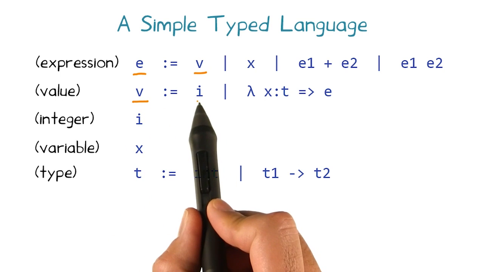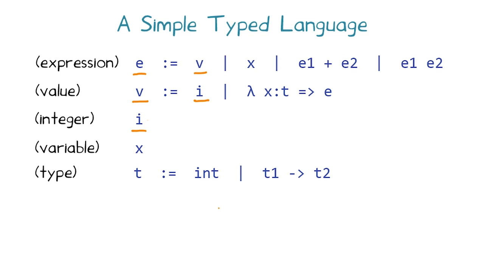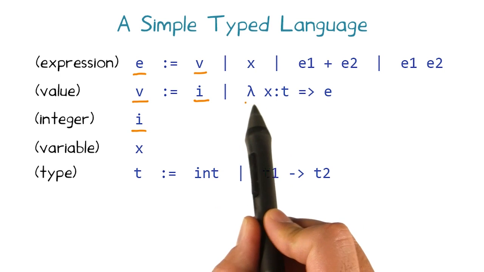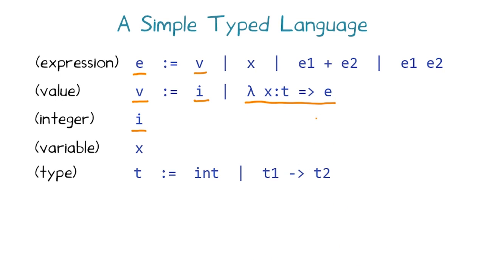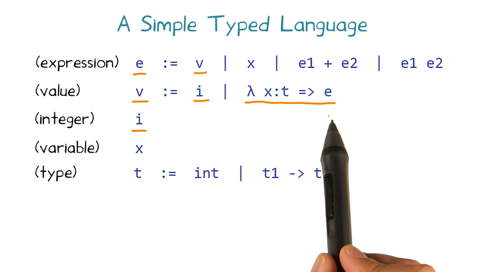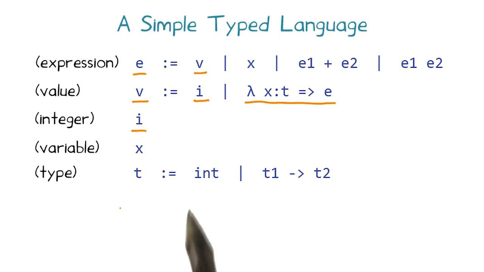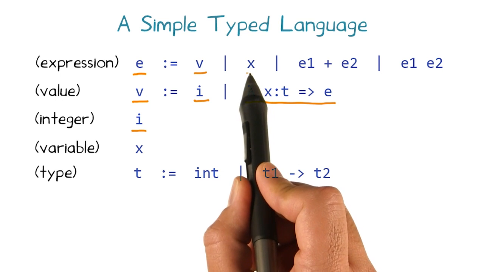Integers, denoted here by I, but which may be any integer value, and functions, denoted as follows. Lambda x of type t yields E, where x of type t is represented by x followed by a colon followed by t, and yields is represented by an equal sign followed by a greater than sign. This notation means a function which takes an argument x of type t and returns the result of computing expression E. Both kinds of values, integers and functions, can be stored in variables denoted by x.